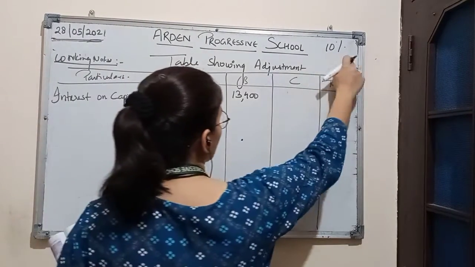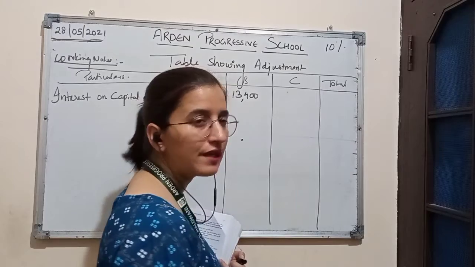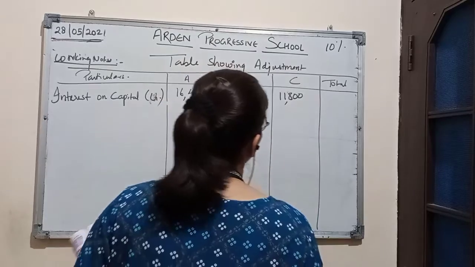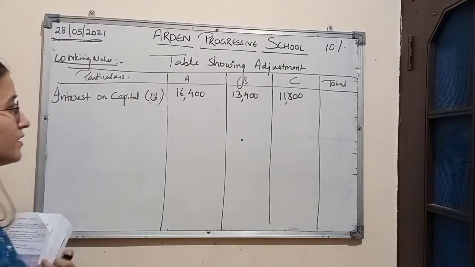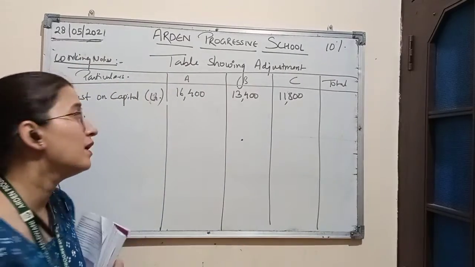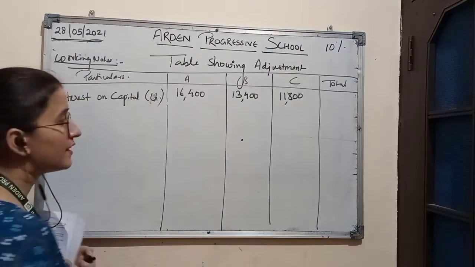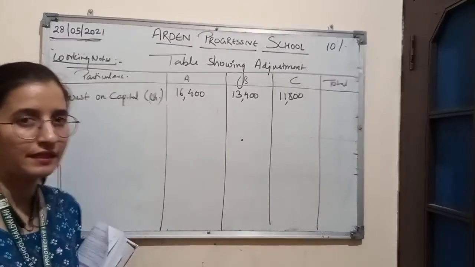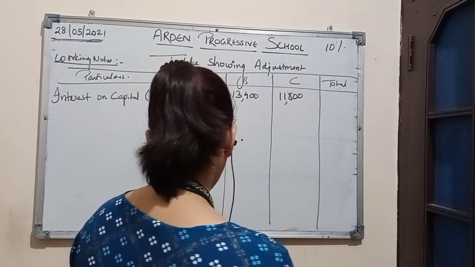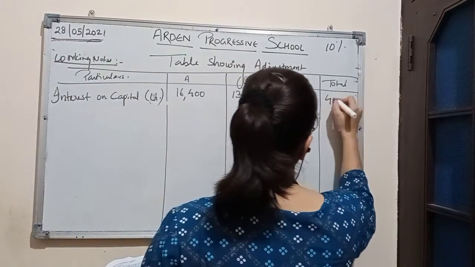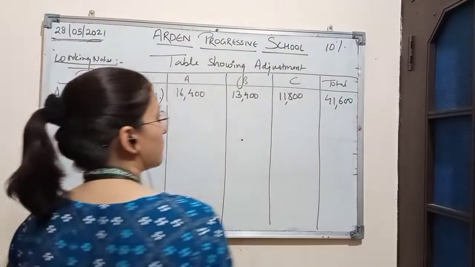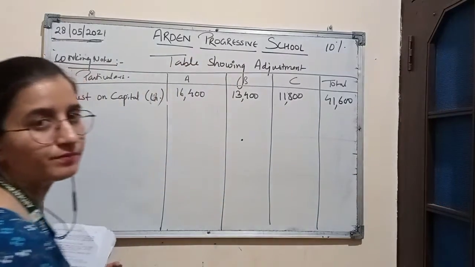So interest will be charged on the opening capital. 10% of 1,18,000 will be 11,800. This is the amount of interest on capital which is to be paid to the partners, but the firm has omitted this amount of interest on capital in the P&L appropriation account. Now if we calculate the total interest on capital, we will get the amount 41,600. So this is the total interest on capital omitted by the firm.